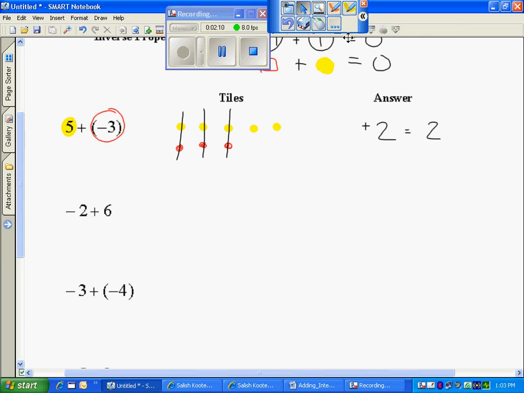The next problem, I have -2, which says I have 2 that are red. In this pile, I'm going to add 6 yellow. That's my complete pile of items, and I want to cancel or simplify and reduce down as far as possible. Every red cancels a yellow. This is what I have remaining, so I could write that as +4 or just simply 4. You don't always have to show that positive sign.